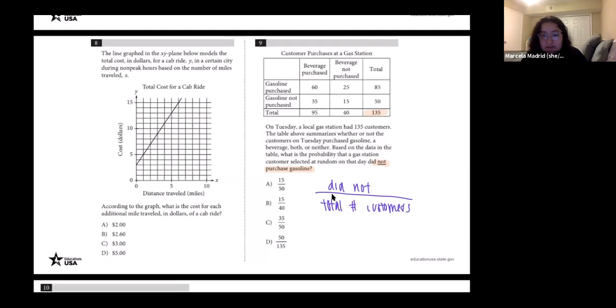Just because there's no other answer choice with 135 unless it was simplified, but I'll do the top part as well. So then you have to say, okay, which customers did not purchase gasoline? So you're going to be looking at the row that's just gasoline. Oh, that's not highlighted. Gasoline not purchased. And because it's not asking whether the customer purchased a beverage or did not purchase a beverage, it's just asking at random, does not matter their purchasing of a beverage, you're going to be taking the 50. So the answer choice is D, 50 over 135. So hopefully that clarifies.